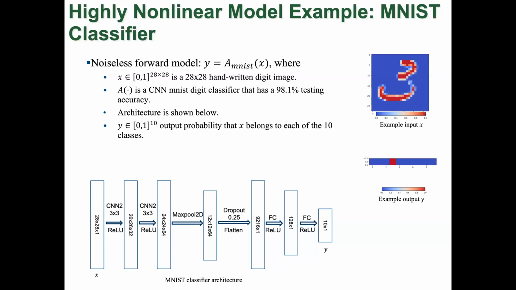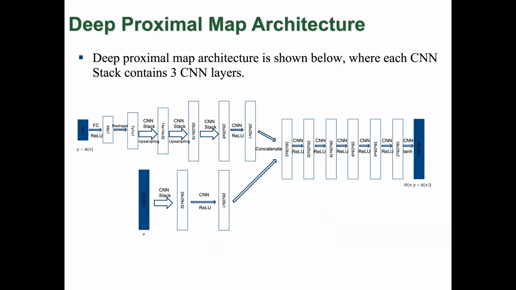So now we will train the proximal map to invert this highly nonlinear neural network forward model. The architecture of the proximal map for the MNIST forward model is shown in the slide. This network mostly consists of CNN layers, except for the first layer of the Y minus A(v) input branch, where we use a fully connected layer to reshape the data from 10 by 1 to 7 by 7 by 1.